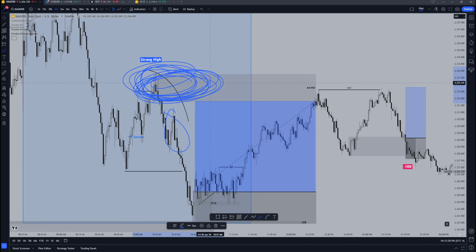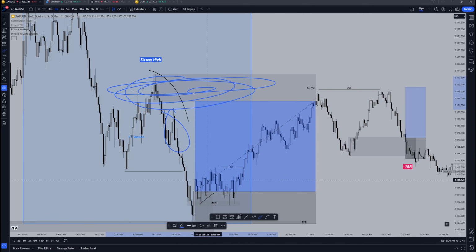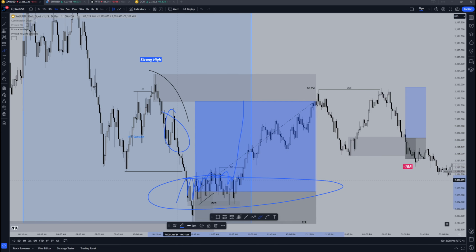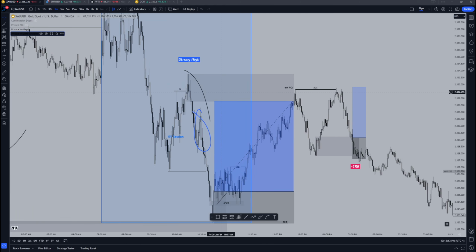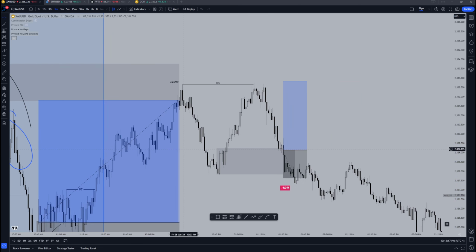It wouldn't make sense for this to be fully unmitigated when price is creating some type of V-shaped recovery like this. There should be something unmitigated here, unless price is chopping around like this, then yes, it's possible there's nothing unmitigated there. But I had to switch time frames and I got it right. So nice trade there. Took a while.